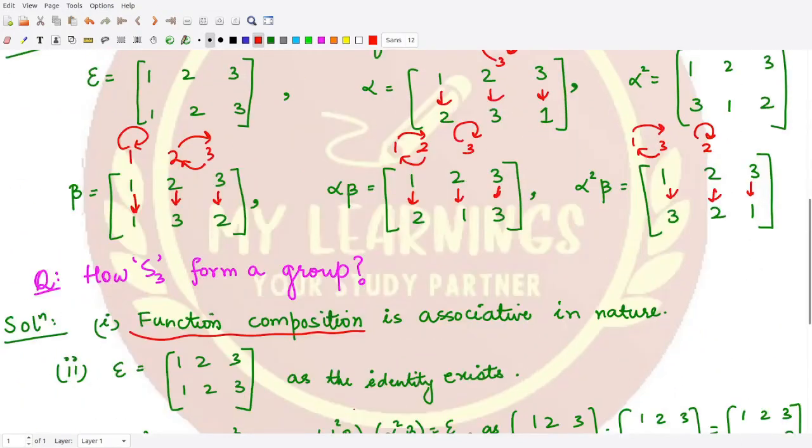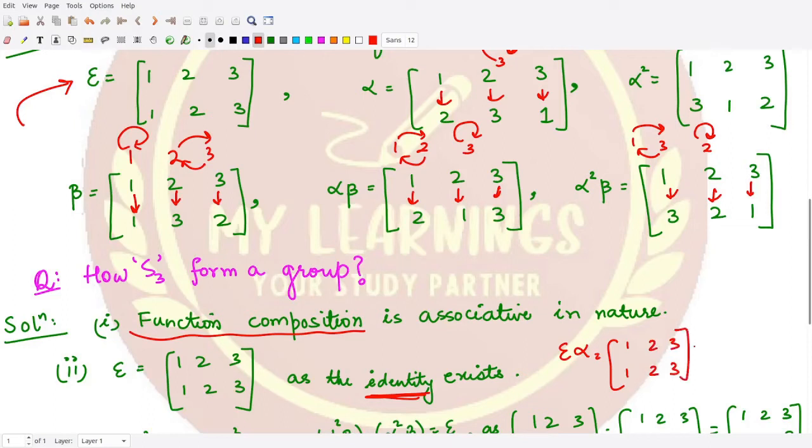Next, let us see the identity. Here it is clearly visible that the permutation given by epsilon acts as the identity, because it keeps every element fixed. So it will move 1 to 1, 2 to 2, 3 to 3. And moreover, if you multiply this with any member here, let me show you how this works.